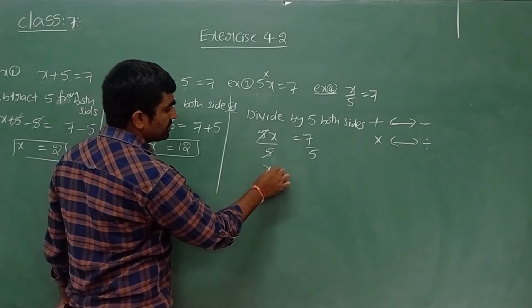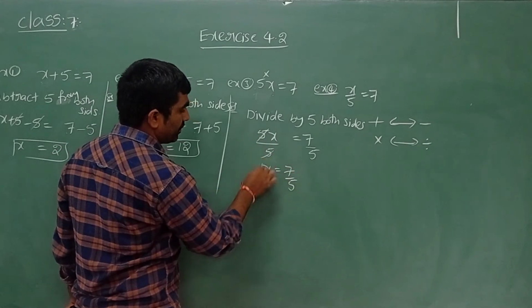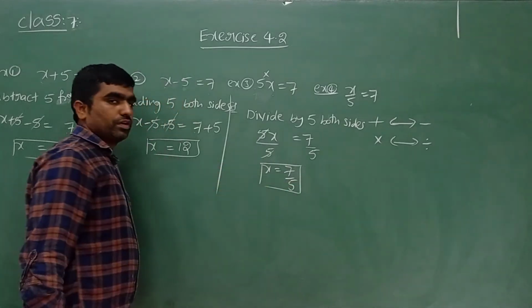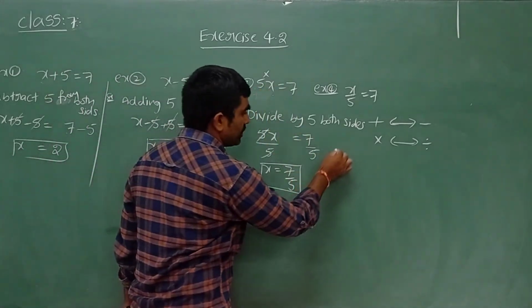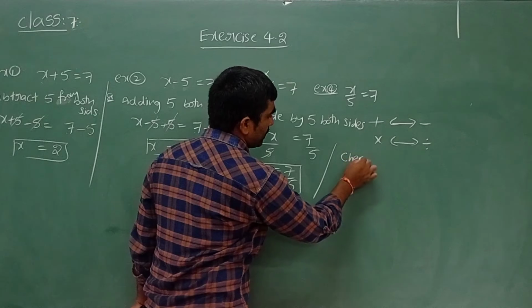The 5 cancels. You can write x is equal to how much? 7 by 5. x is equal to 7 by 5 is the solution. You can go for checking also here. How can we do the check here?